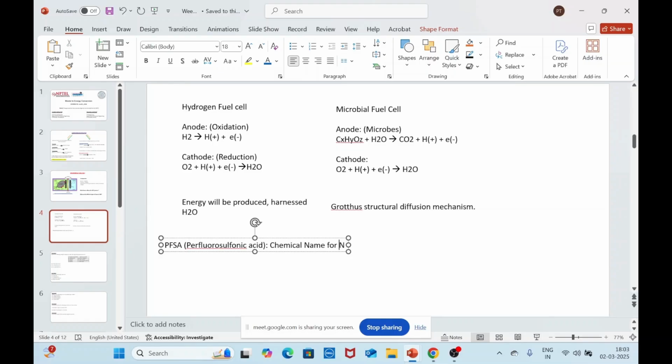Nafion has a PTFE backbone, that is the polytetrafluoroethylene backbone, and it is decorated with the SO3H group as a pendant chain, that is the side chain. So the SO3H groups are present as pendant chains.